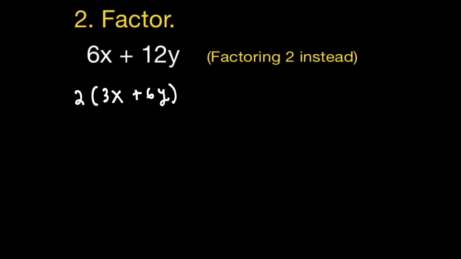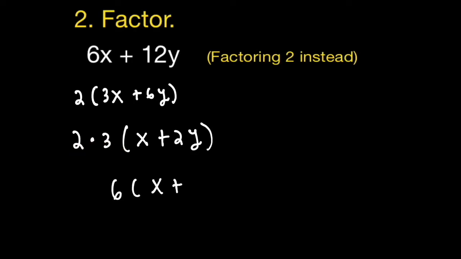Once we reach this point, we should realize that we can factor one more time. The 3 and the 6, we can divide both of them by a 3. So let's go ahead and factor out a 3 as well. And now 3x divided by 3 gives us a 1x, and then a positive 6y divided by a 3 gives us a positive 2y. The factors that are outside of the parentheses multiply together, giving us a 6, and you can see that we get the same result.